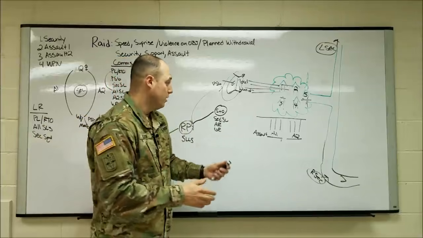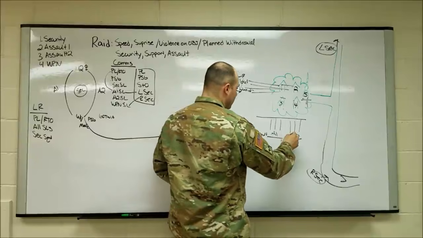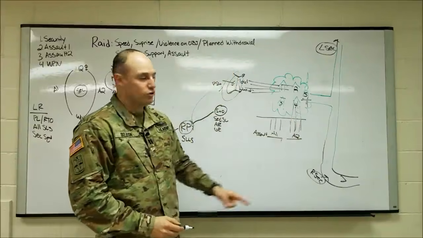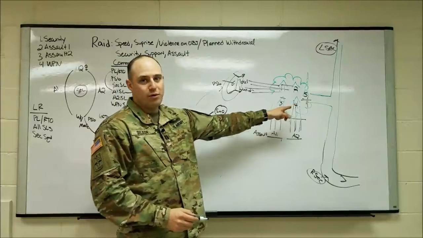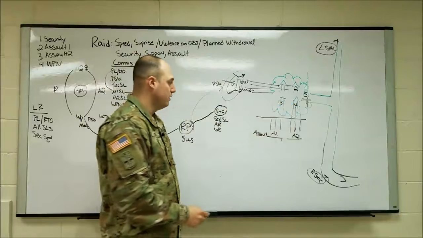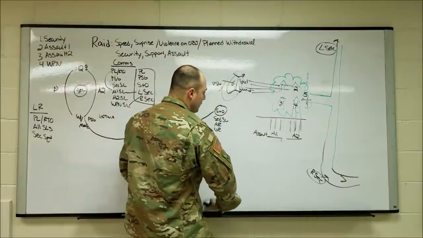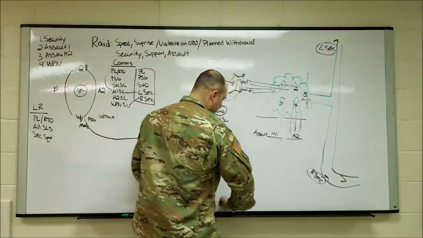So A2, they can begin laying suppressive fires down on building 4 and begin suppressing that building, ensuring any enemy in there are suppressed and can't effectively fire outside of it, while A1 begins to move up to building 3. And they're probably moving in teams. So A1's probably got a team.